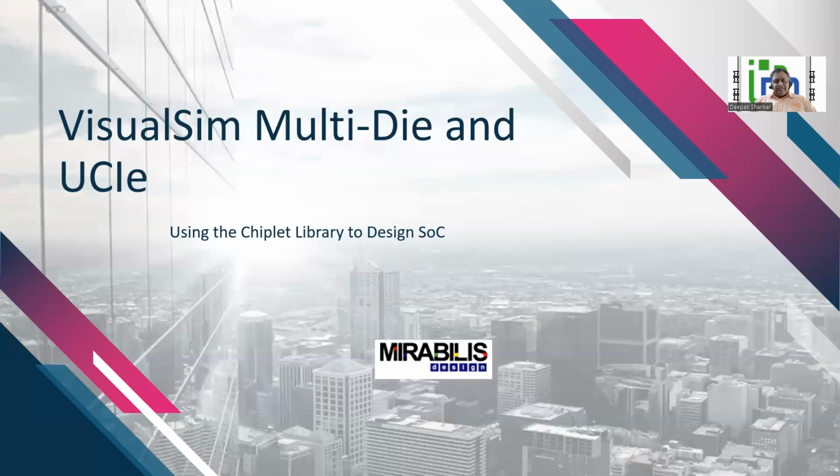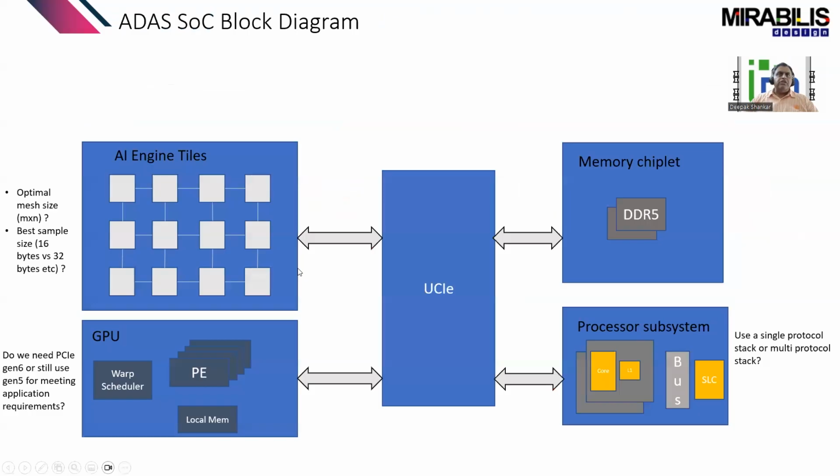Let's take a real-life example with a multi-die and try to understand how you can actually do a more effective architecture design. In this case, we've got an autonomous driving system on chip. Here we have the AI engines. So we have to figure out, what's the optimal mesh, how much memory data do I need from each of the tiles? How fast should the clock be? Should I be using PCIe 6.0 or is 5.0 sufficient? What should be the scheduling algorithm? What should be the speed? How many threads do I need? Do I need DDR4, DDR5? Can I use an LPDDR? How does it change things?